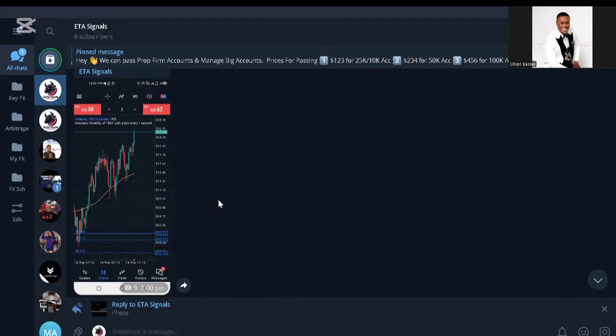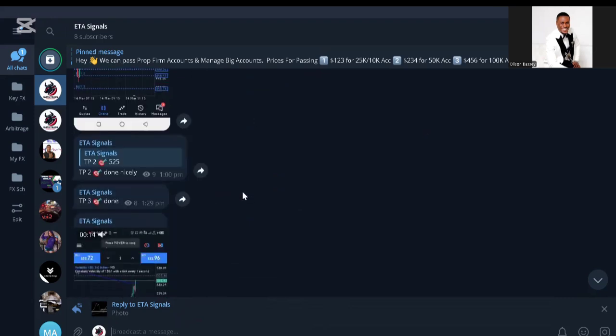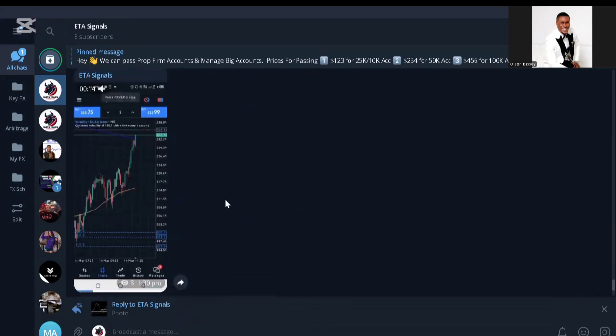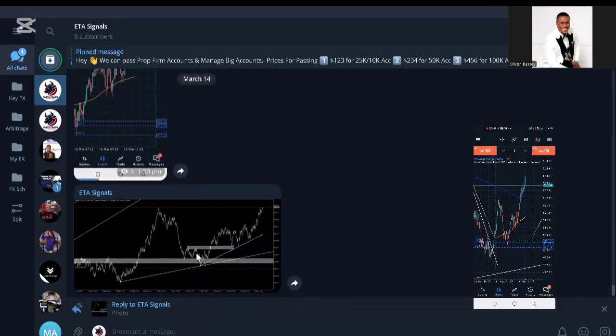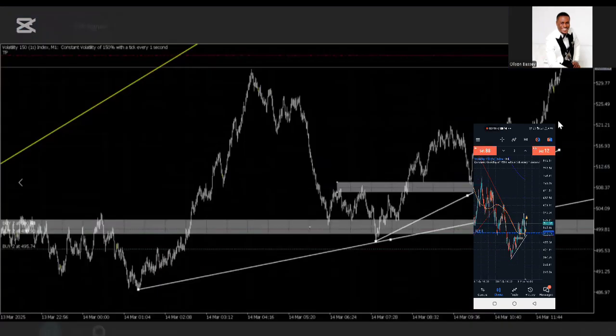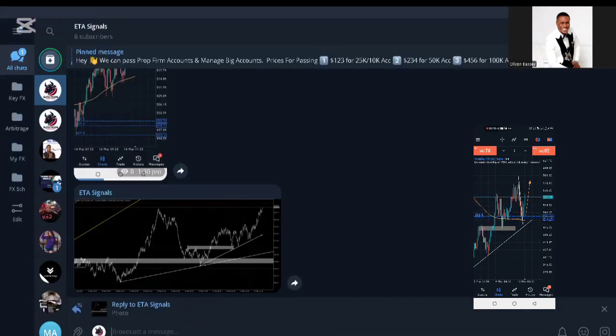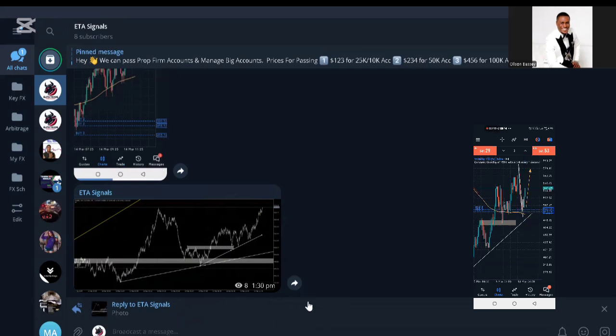Price moved up, TP2 was done, TP3 done. You can see everything done nicely. This is where it is on the chart. Okay, so let's go over to the chart and see things for ourselves.